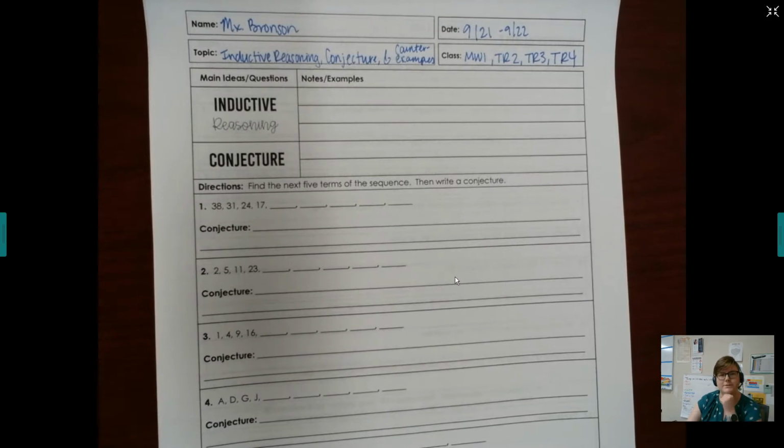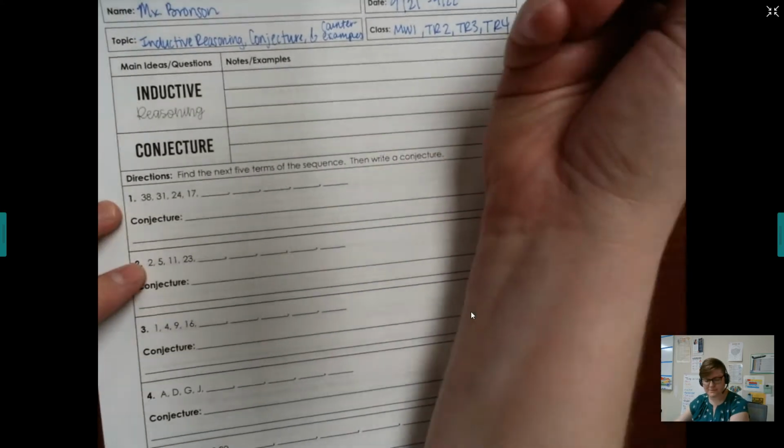All right, so inductive reasoning is sort of a fancy way of saying you are making a conclusion based on observations and patterns. So you notice that the same thing's happening over and over again. You're going to make a conclusion that that is a thing that has to happen. That was not very helpful. I'm sorry.